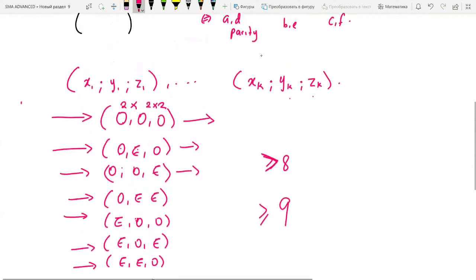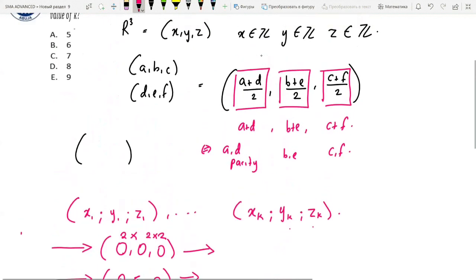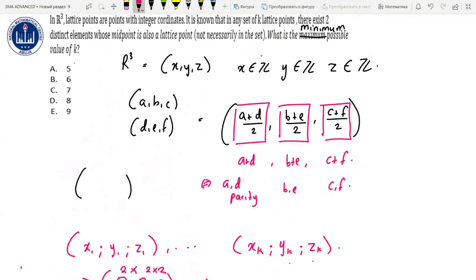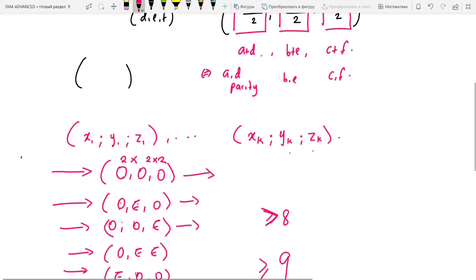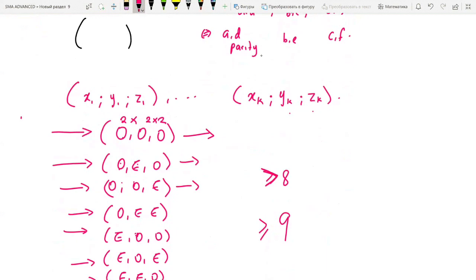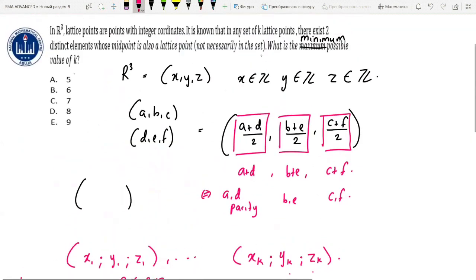It's just the pigeonhole principle. That was the major idea. To interpret this question, we translated from lattice point and midpoint to odd, even, and parity stuff. That was the main idea. So the answer is 9, because if we have at least 9 points, then by the pigeonhole principle at least 2 of those points will be inside one of these groups. We choose those 2 points and find their midpoint, and the midpoint will definitely be a lattice point based on the way we structured these groups. So the answer to this question is option E, that is 9.